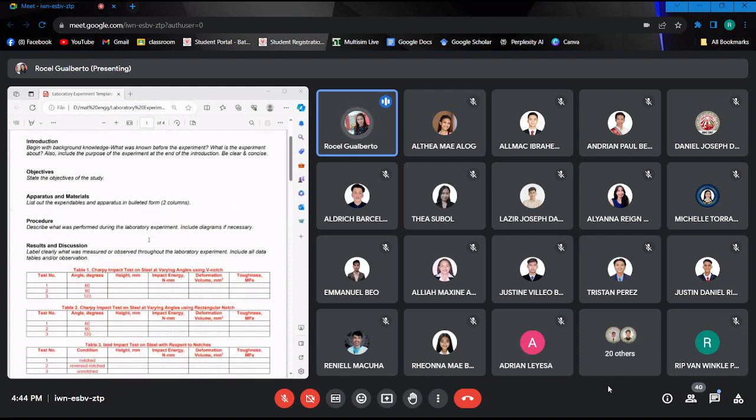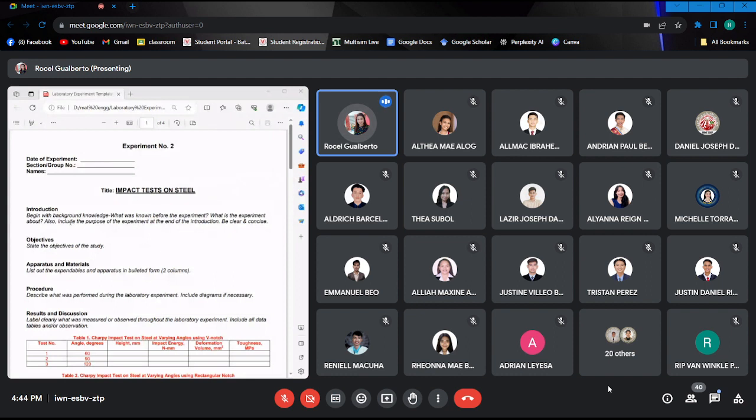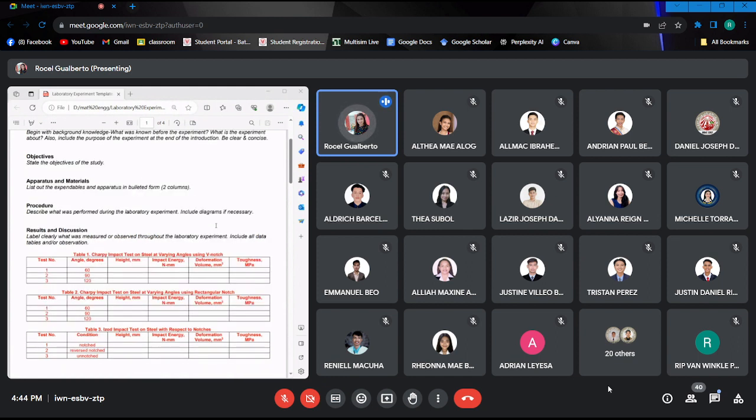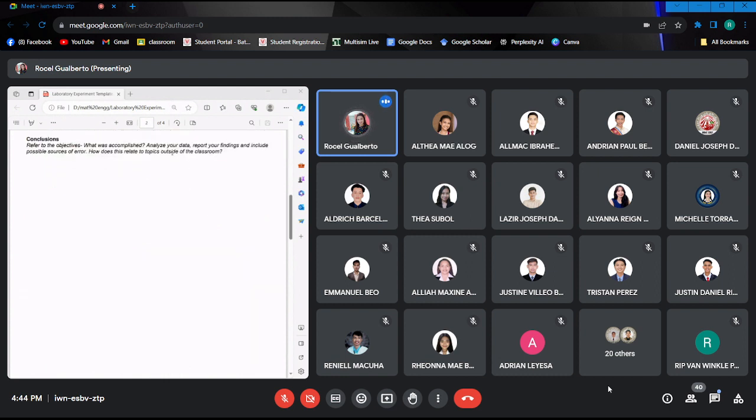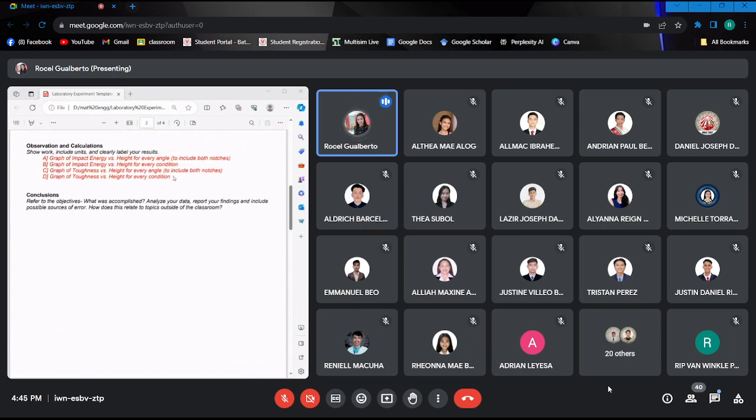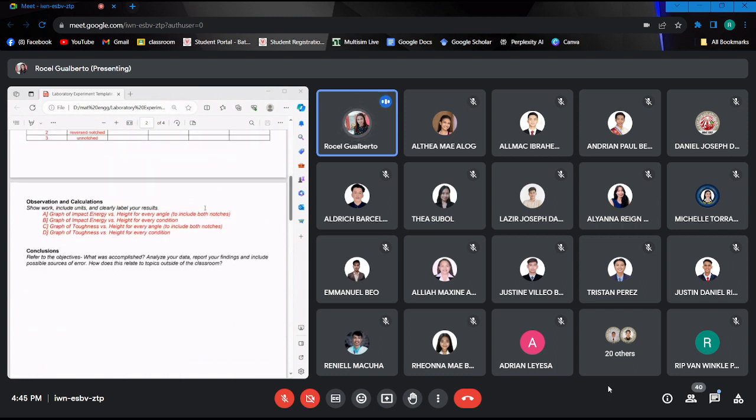Okay, and then the last statement is, how does this relate to topics outside of the classroom? That is also the answer to our introduction. Di ba, it says here, also include the purpose of the experiment at the end of the introduction. So the counterpart of that in the conclusion is this: how do you relate these topics to outside of the classroom? Okay? So they go together. Nasundan po ba?